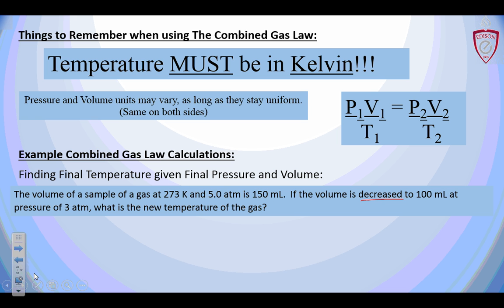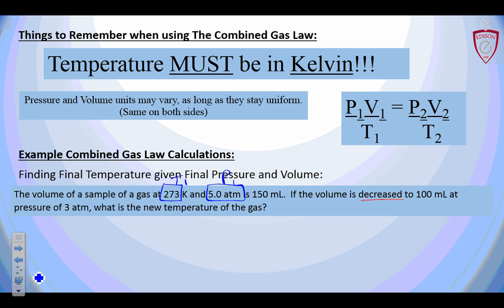So we should start with the initial conditions. I'm going to use that word decreased to realize that those are the final conditions. This helps a lot with reading comprehension, and it helps me understand what my initial conditions were. So let's find our ones: pressure 1, volume 1, temperature 1. Temperature 1 is 273 Kelvin.